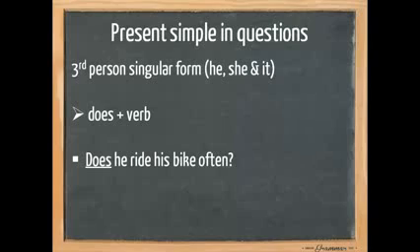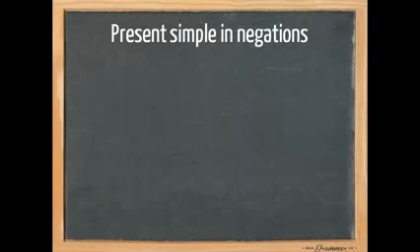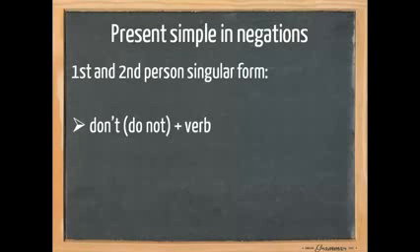Does he ride his bike often? Does she cut your hair? Does it work on batteries? Now let's take a look at present simple in negations. For the first and second person singular form, we again use the auxiliary verb do, but we add not to it, so it becomes don't and the infinitive form of the verb.